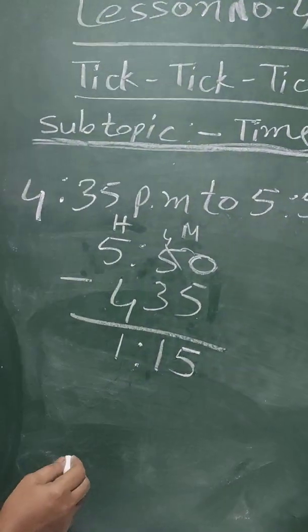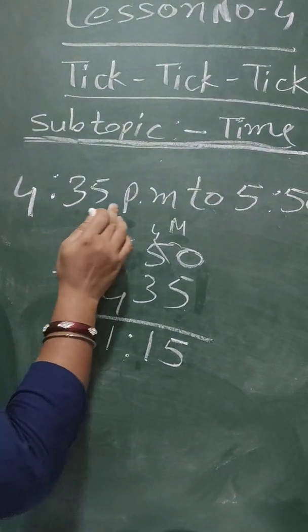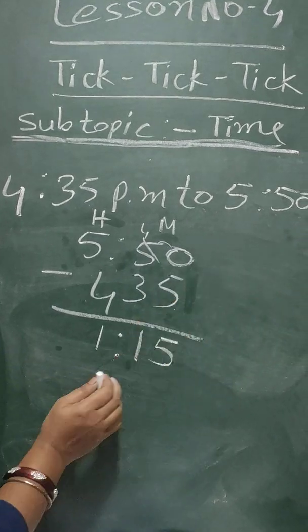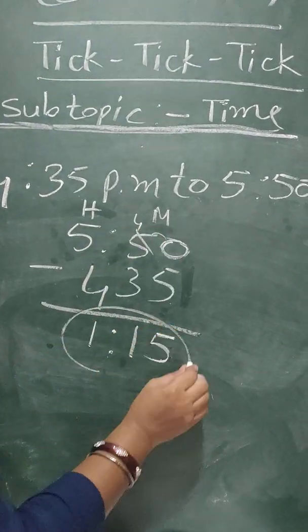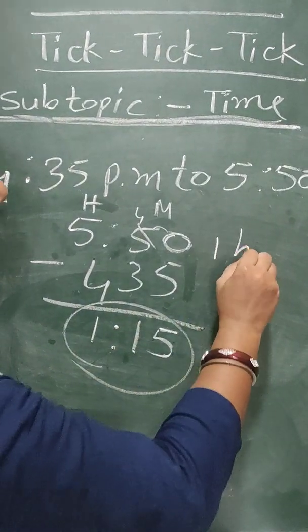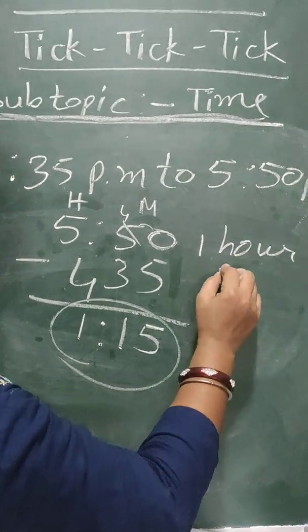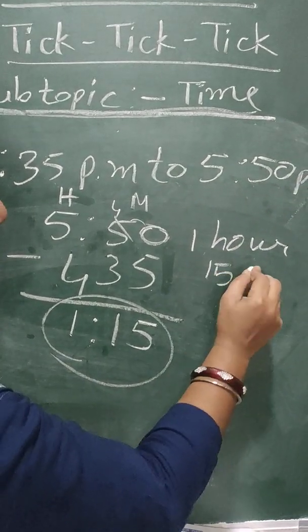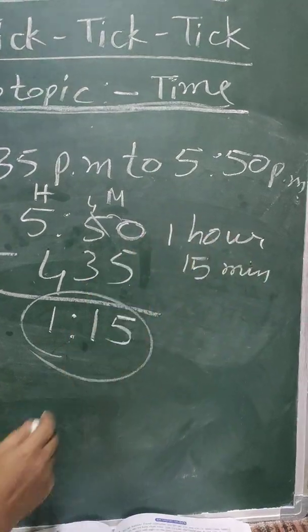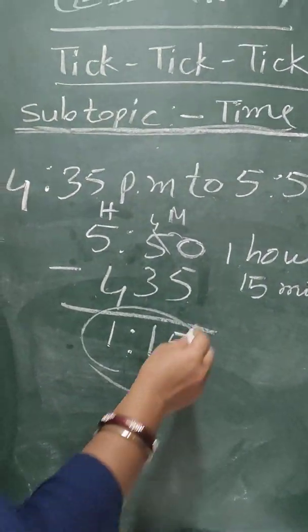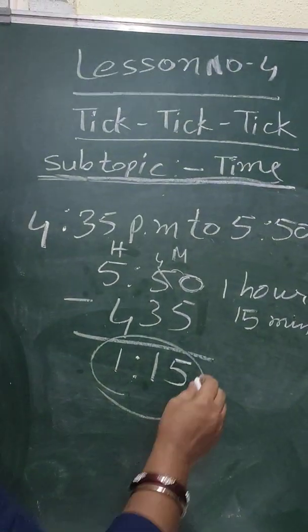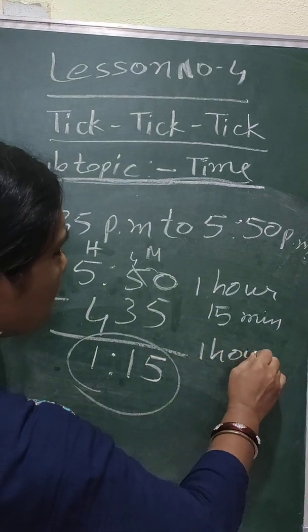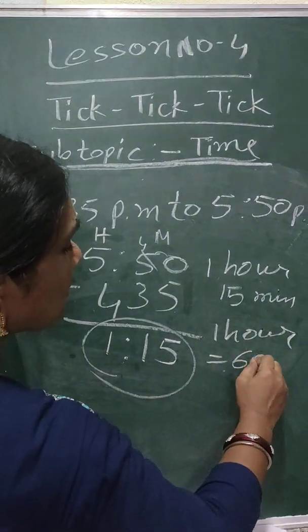So how much time it is? In between 4:35 p.m. to 5:50, its time duration is 1 hour 15 minutes. So 1 hour 15 minutes. But our question was you have to write in minutes. So 1 hour equal to how many minutes? 1 hour equal to 60 minutes.